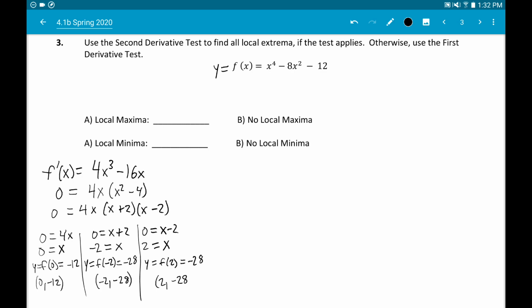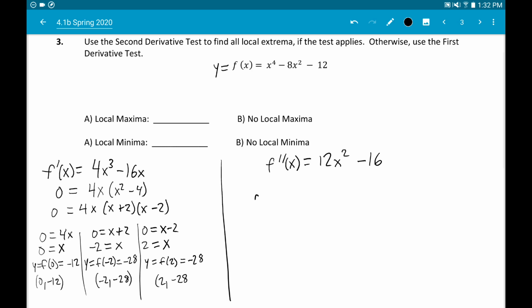So, okay, we had 3 critical values, so we've got 3 points to look at. Test all three of them in the second derivative this time. All right, so our second derivative of 4x cubed is 12x squared. Derivative of negative 16x would be negative 16. We want to go through and plug in all three of those critical values.